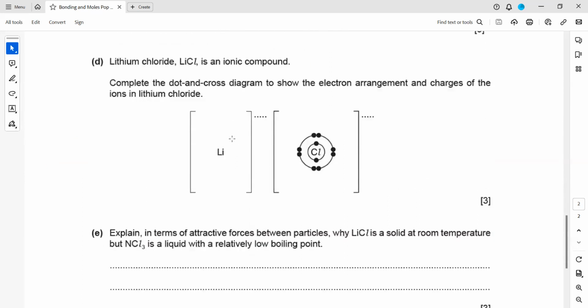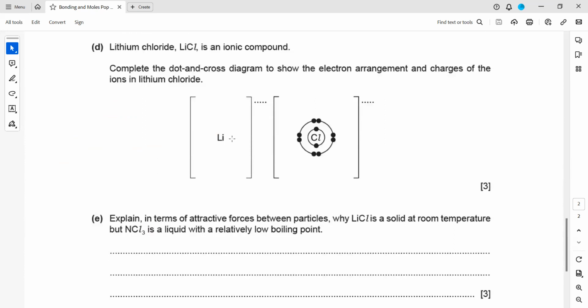In part D, lithium chloride is an ionic compound. Here you will find a difference: when they ask for covalent compounds, they usually ask for the last shell electrons only, the valence shell. But when they ask for an ionic compound, you have to draw the structure of the complete ions, meaning inner shell electrons as well. We have to complete a dot and cross diagram. When you check the periodic table, you'll find lithium has proton number 3. In a lithium atom, the first shell has 2 electrons and the second shell has 1 electron.